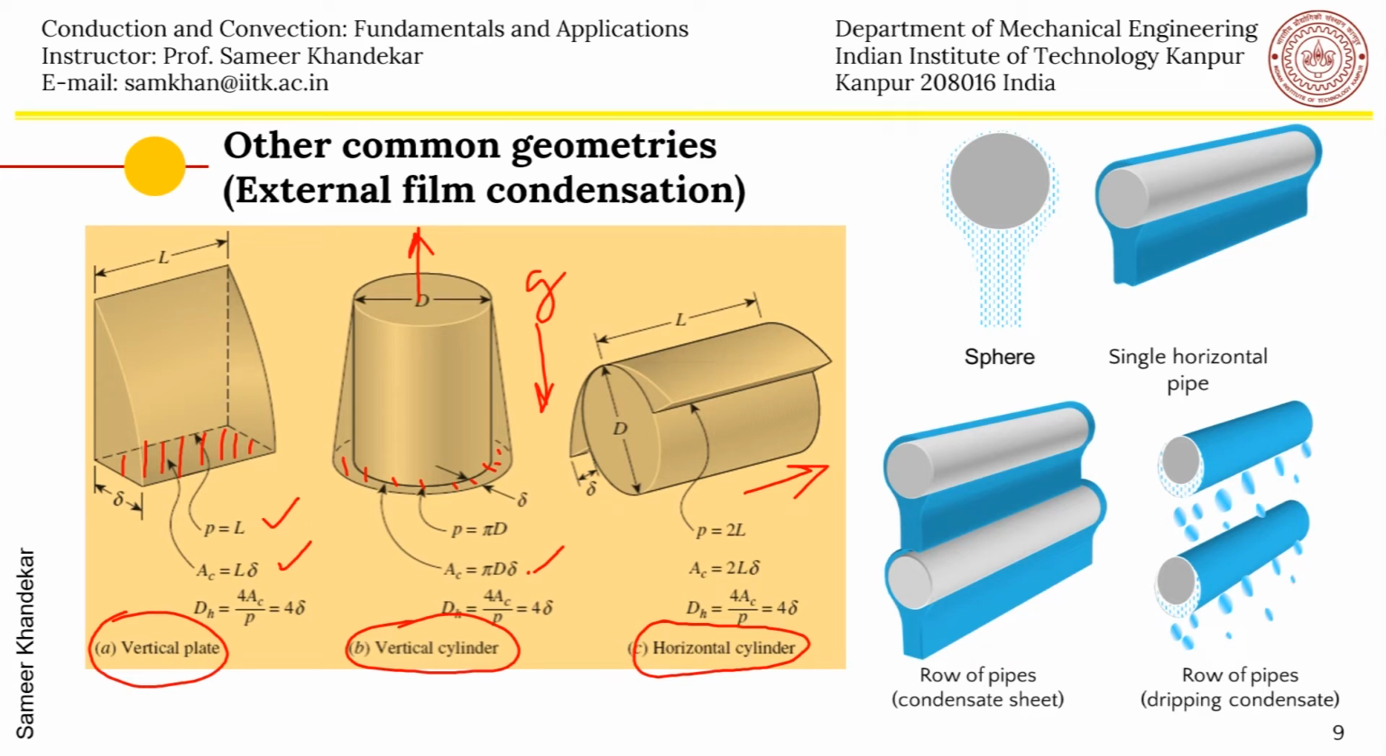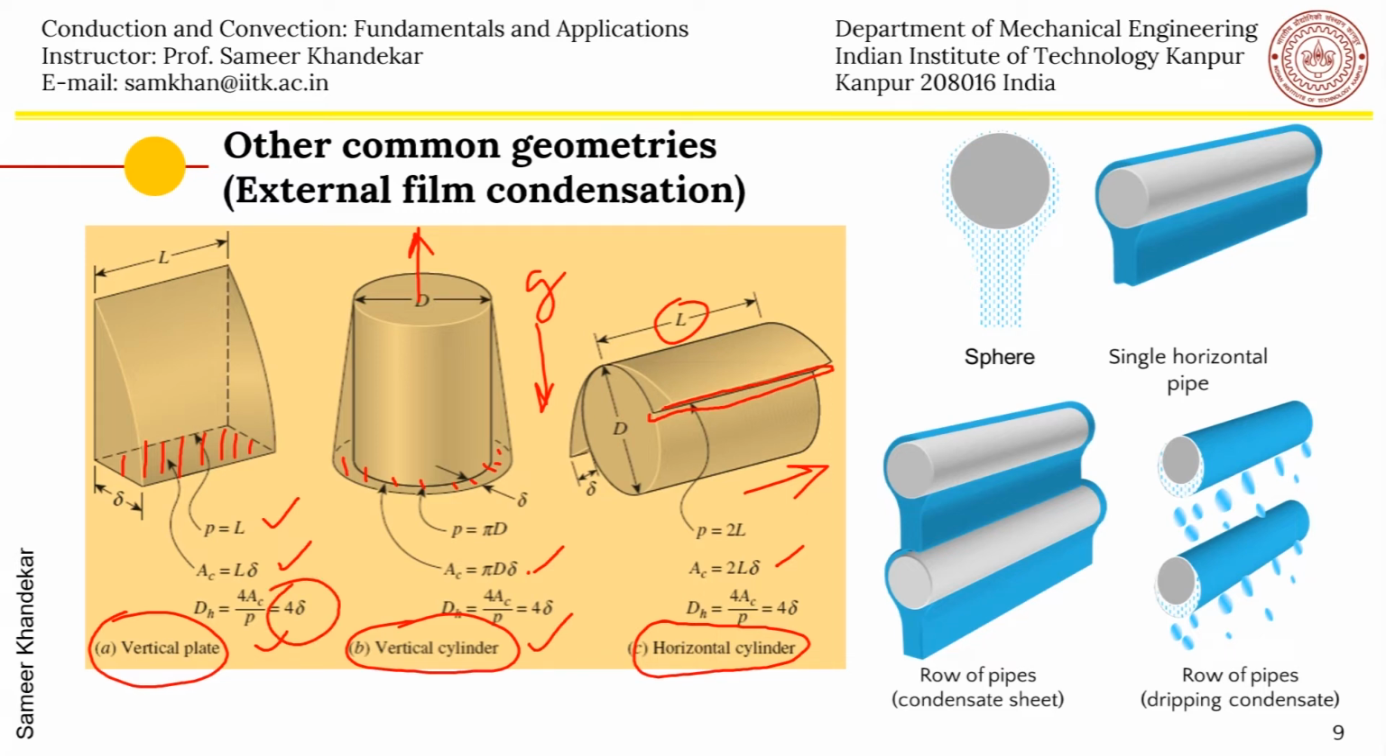And then the hydraulic diameter can be found out by 4 A_c upon P. Similarly in this case, so in all the cases you will see that the hydraulic diameter comes out to be 4 times delta.